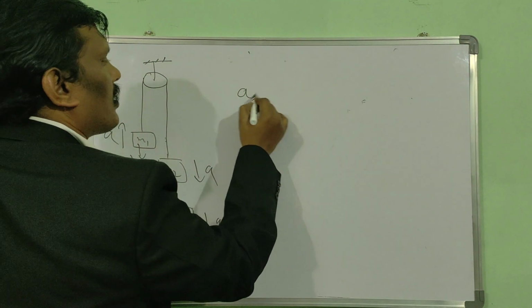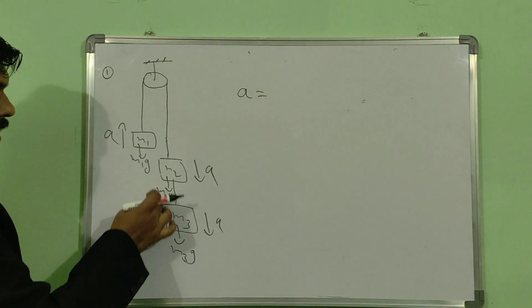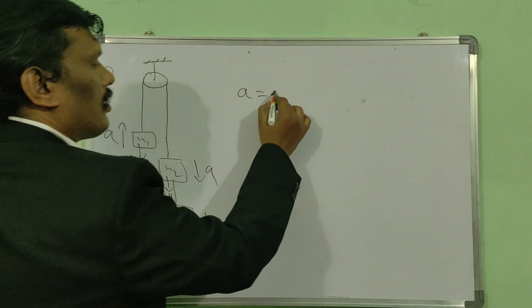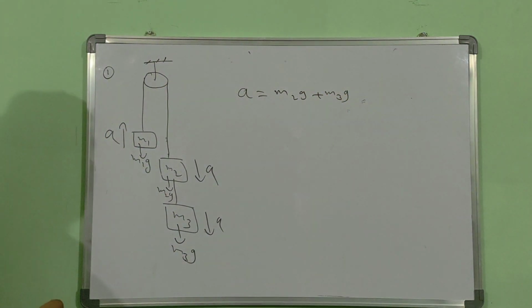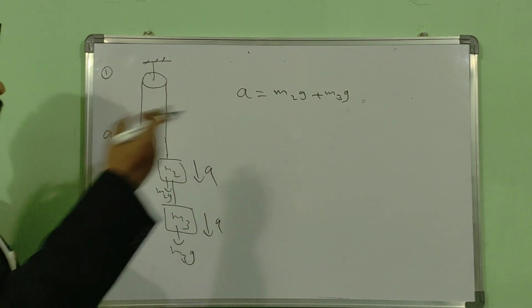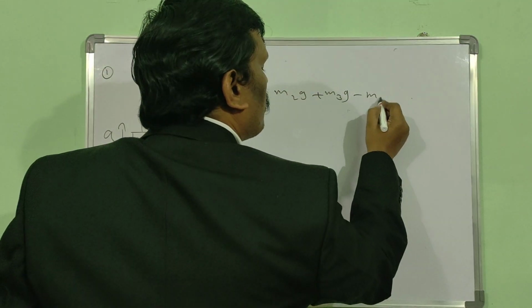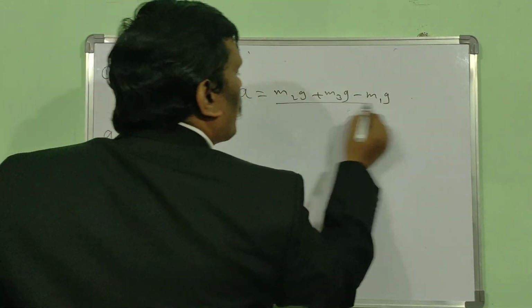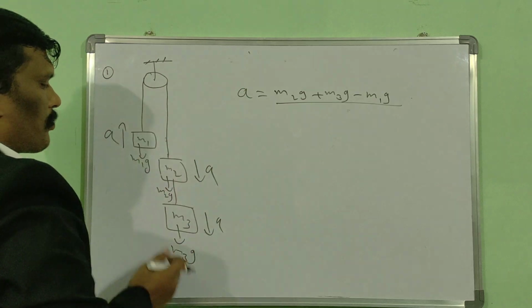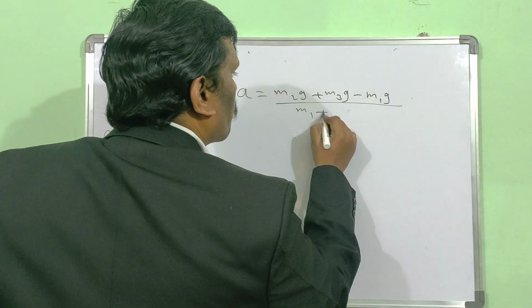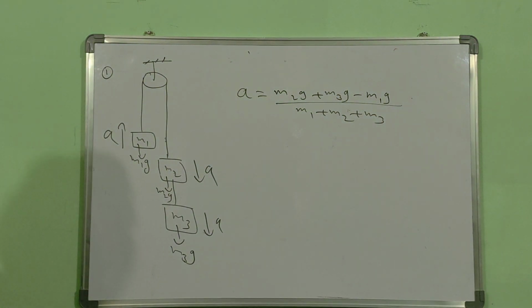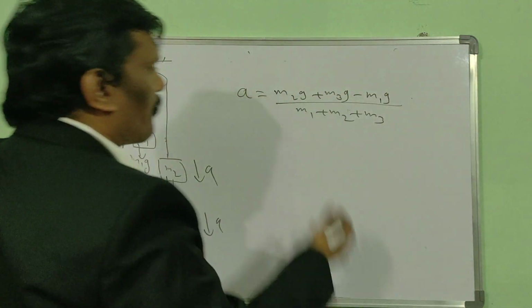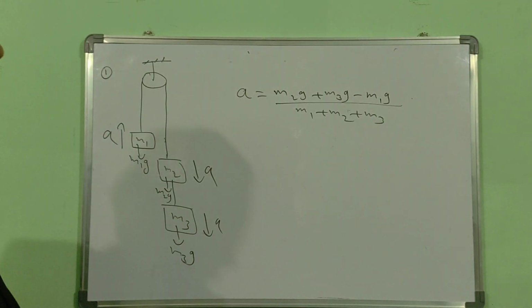Then how to calculate the acceleration? These two weights are acting in the direction of acceleration. That's why M2G plus M3G. But this weight is acting opposite to the acceleration of the system. That's why subtraction, minus M1G. This is the net weight, divided by the total mass of the system, M1 plus M2 plus M3. That's all. This is the acceleration of the system. If you want, take G as a common. This is the second system.